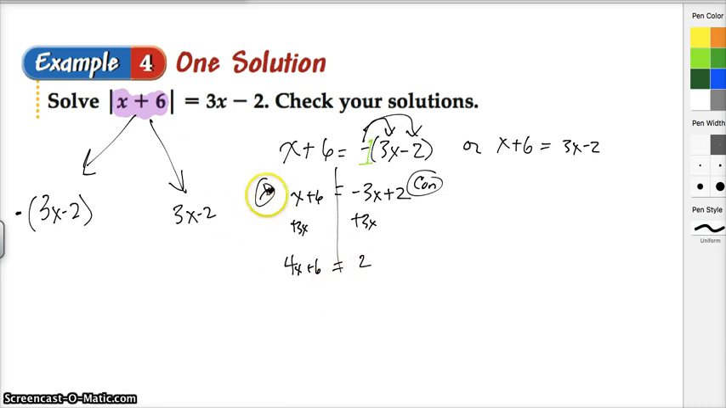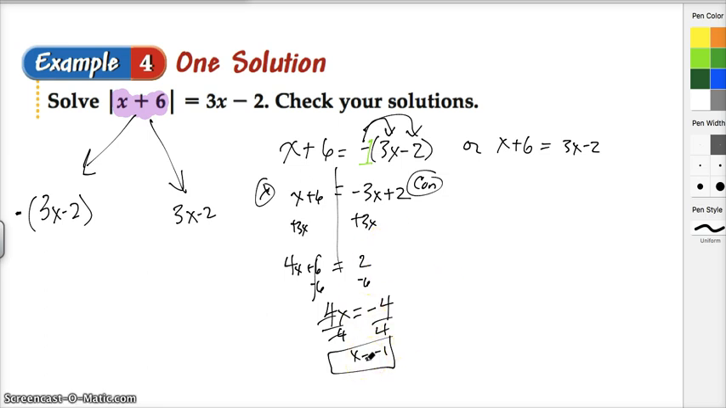Since I only want x terms here, I've got to get rid of this 6. I'm going to add its opposite to both sides. So I get 4x is equal to negative 4. Therefore, when I divide both sides by 4, x is equal to negative 1. This is one possible answer, and I'm going to check it later on, but it looks pretty good to me, all right?